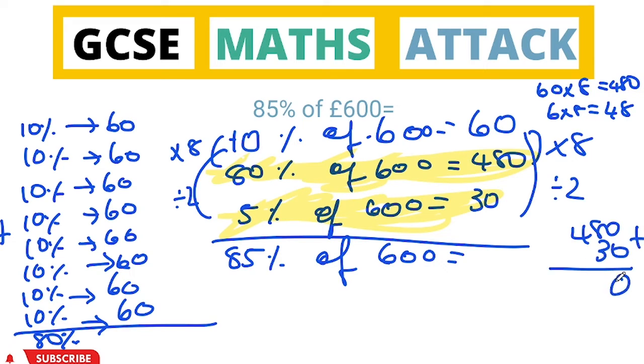0 add 0 is 0. 8 plus 3 is 11. Carry 1 is 510. So 85% of 600 is 510.